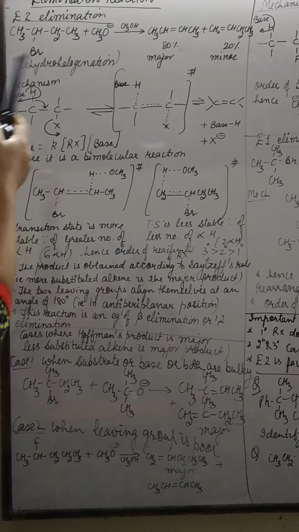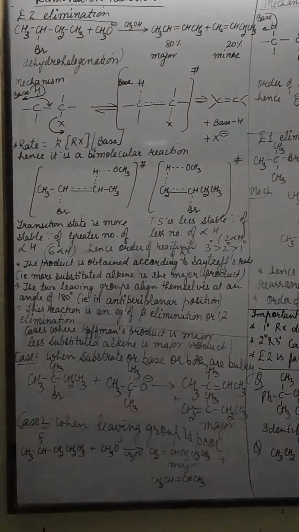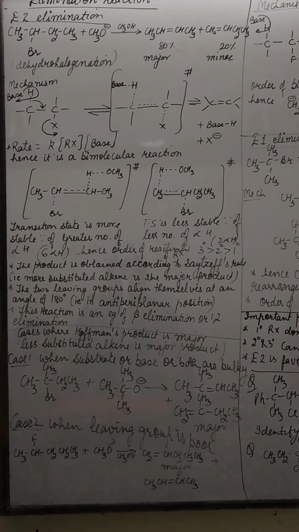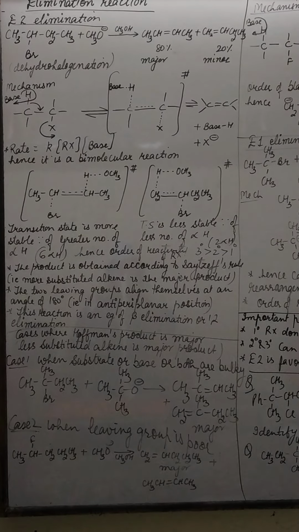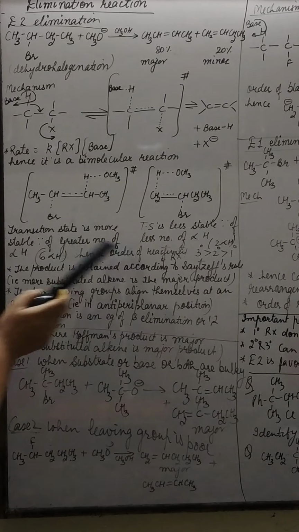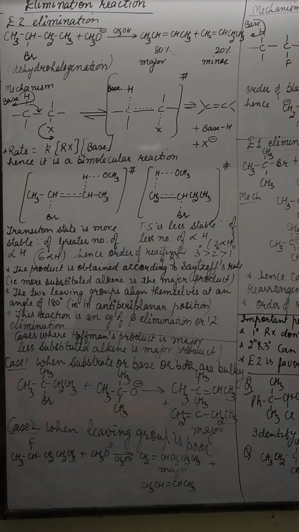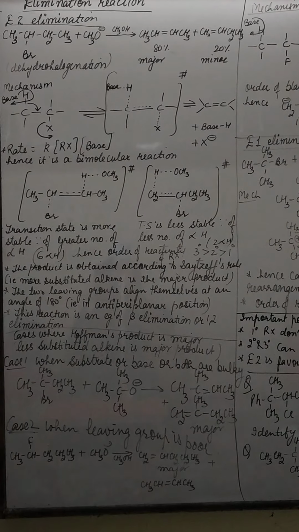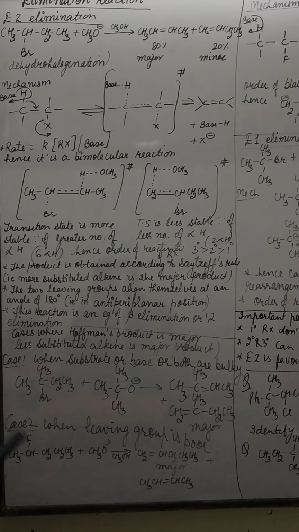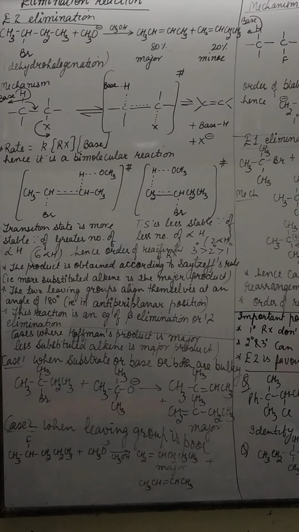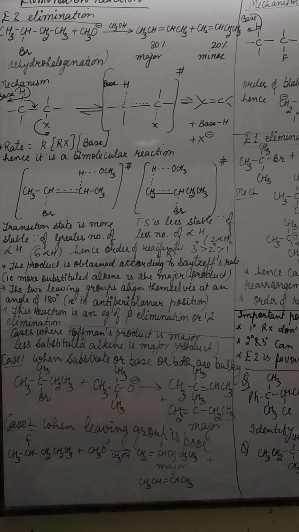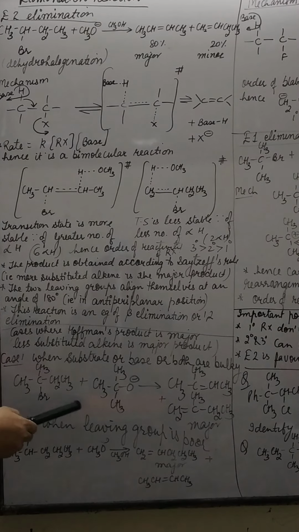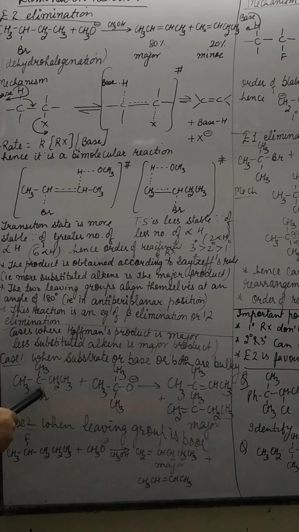So this is the case where we have the Saytzeff product as the major product, and in general the Saytzeff product is the major product, but there are a few cases where Hofmann's product is major. Hofmann's product is the less substituted alkene. So when the less substituted alkene is the major product, we are going to consider those cases. The first case is when bulkiness is present either in the substrate or in the base or both.